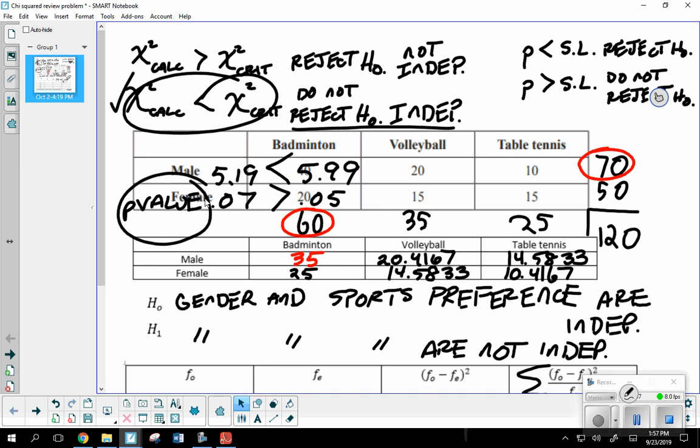Okay. So as a final statement to this, I would probably say a couple of sentences somewhere along the lines. We do not reject the null hypothesis. Okay, I would state that gender and choice of sport are independent. Or you could say they are not associated. Remember, the one thing we don't want to say is that we accept or we do not accept the null hypothesis.